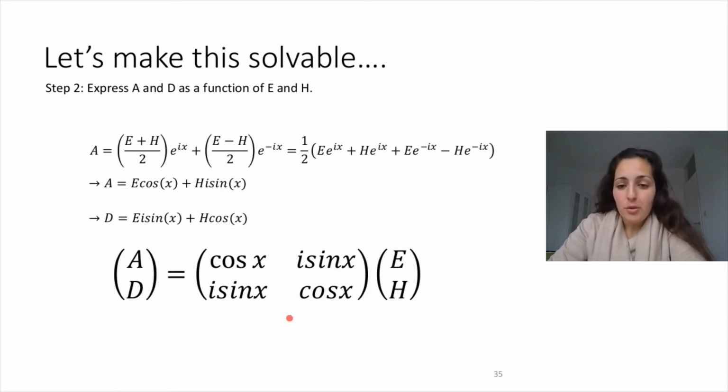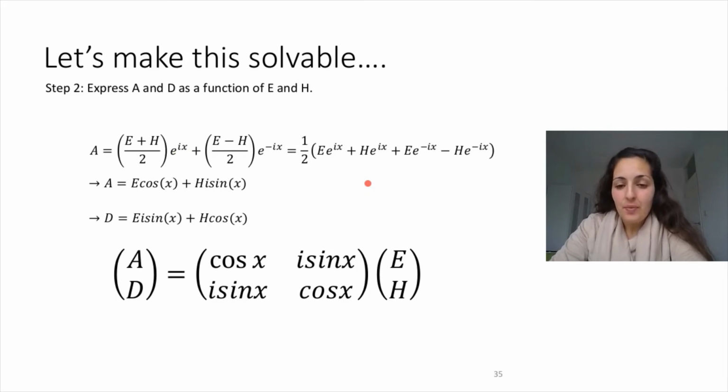But as I said, we eliminated all the parts that we didn't want and now expressed a and d as a function of E and H. And then we get the following expression for A. We get E plus H divided by 2, and then we get this e to the power of iX term. And then we get this term here, and with that we can, of course, write it like this.